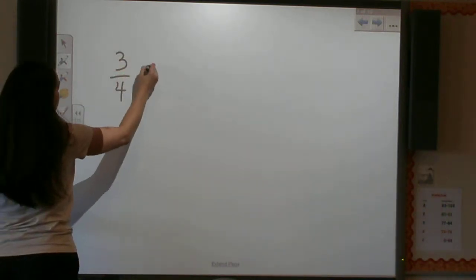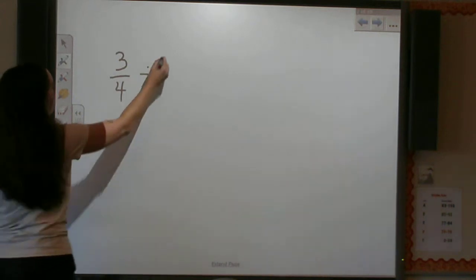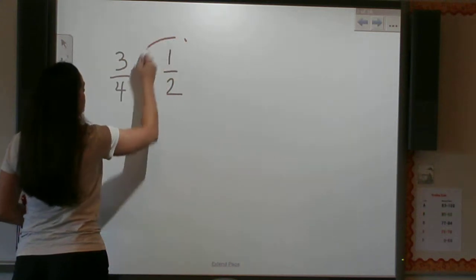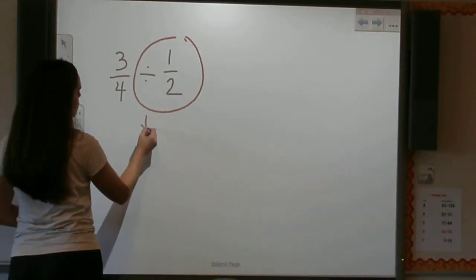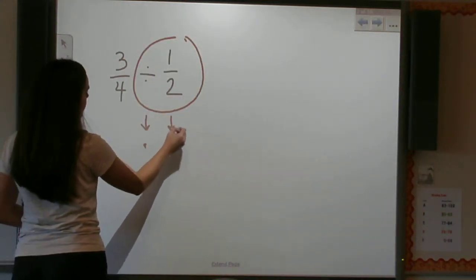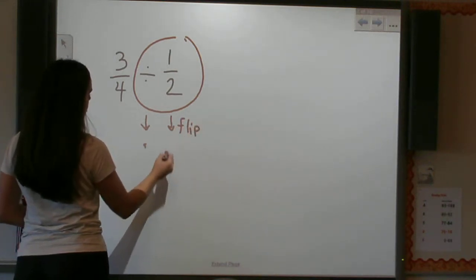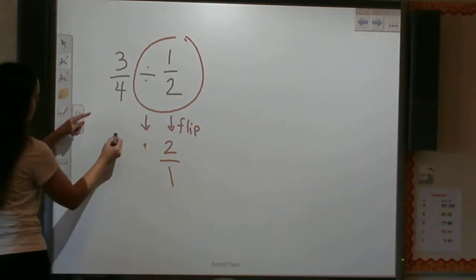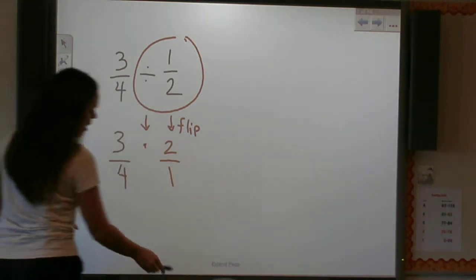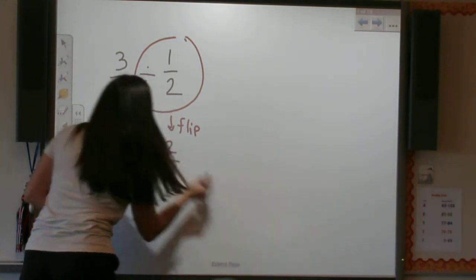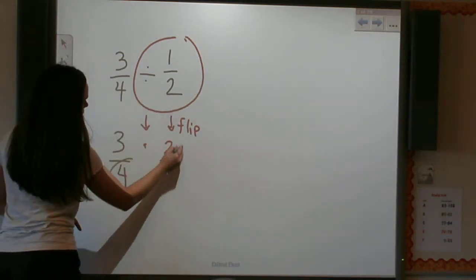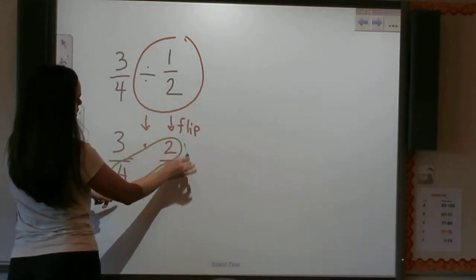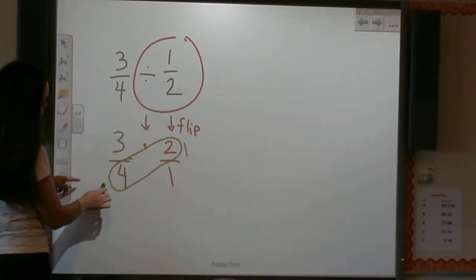3/4 divided by 1/2. All right, so our first step is to change this to multiplication and flip this fraction. So we get 2/1. And again, we didn't do anything to the 3/4. All right, so now we want to look to see if we can reduce anywhere, and we can. We can reduce right here. 2 will go into 2 one time, and 2 will go into 4 two times.